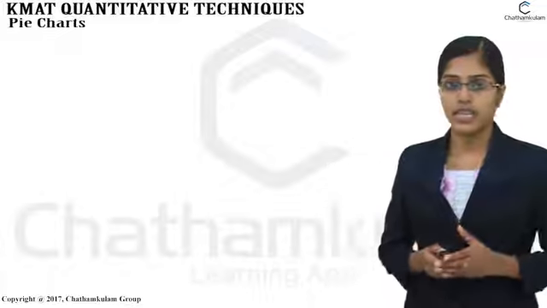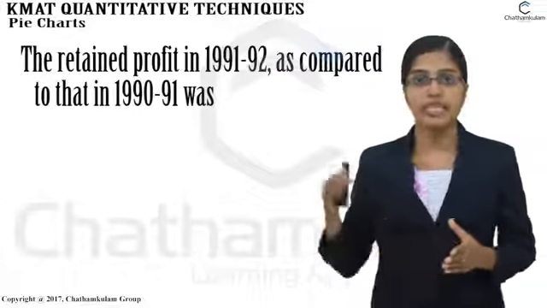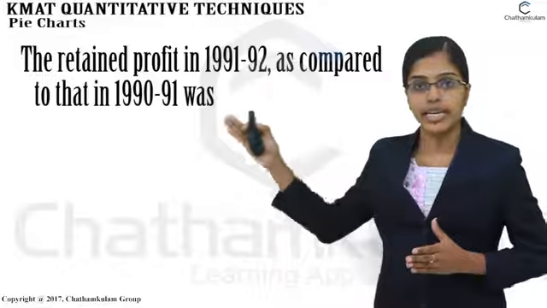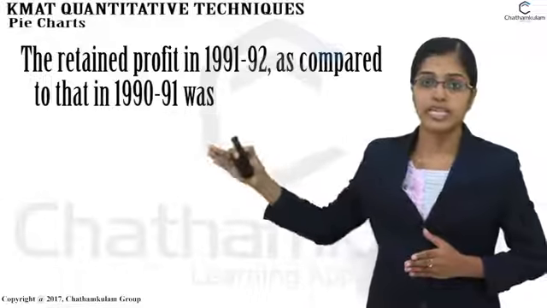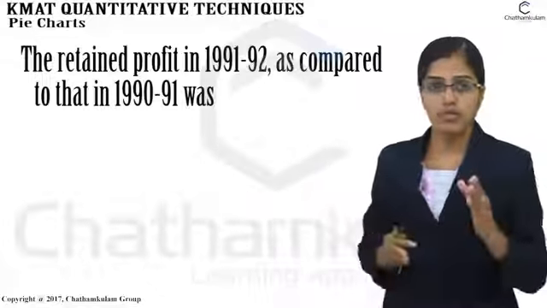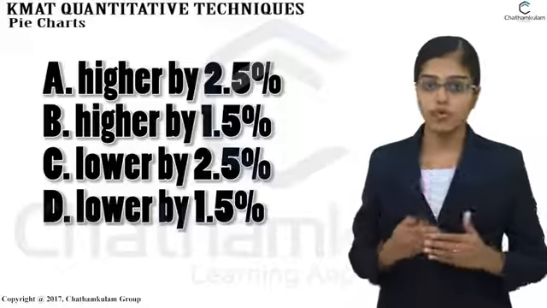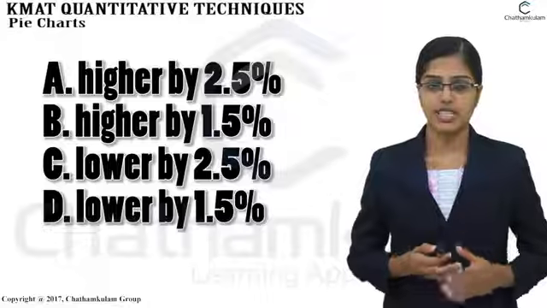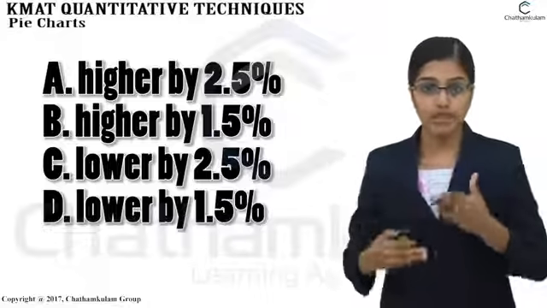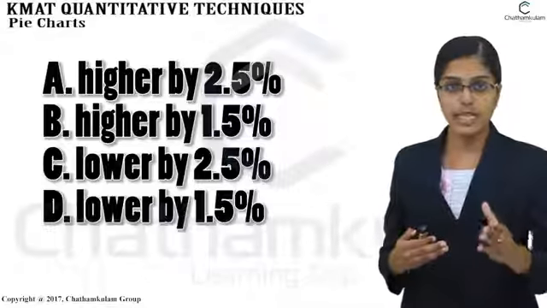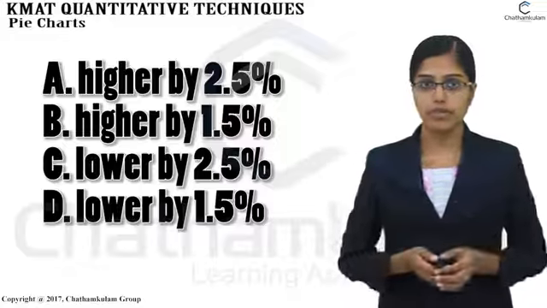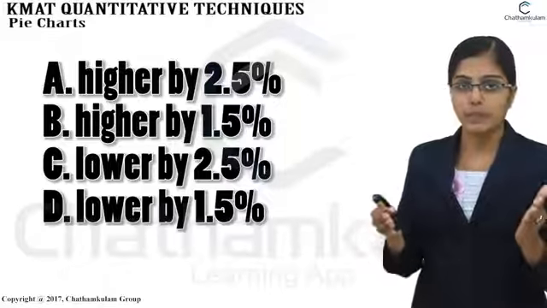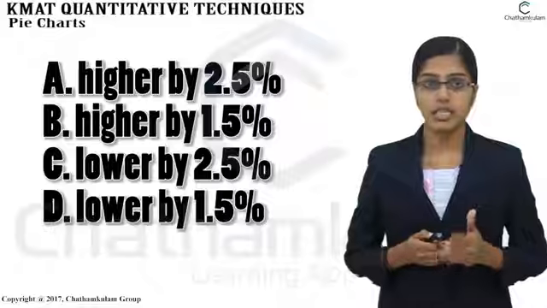Our next question is: the retained profit in 1991-92 as compared to that in 1990-91 was option A higher by 2.5%, option B higher by 1.5%, option C lower by 2.5%, option D lower by 1.5%. So what is our answer? Here our answer is option D.